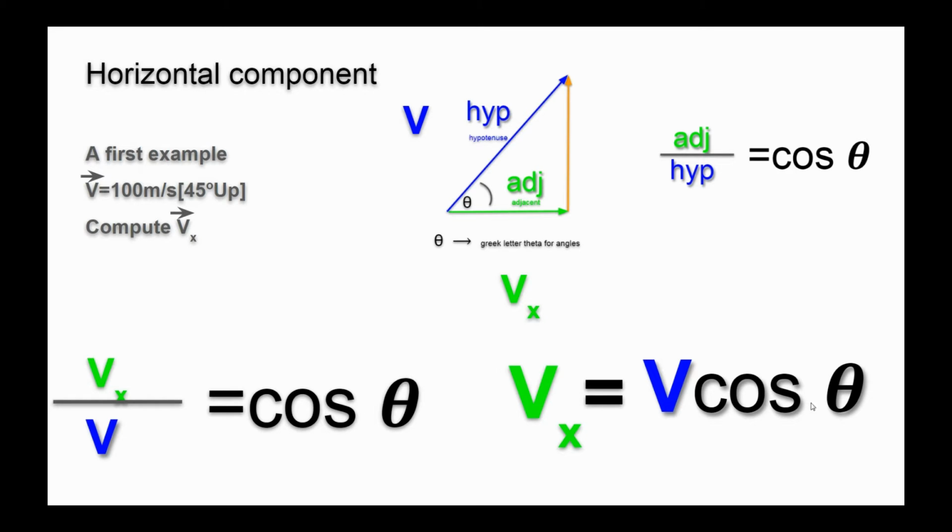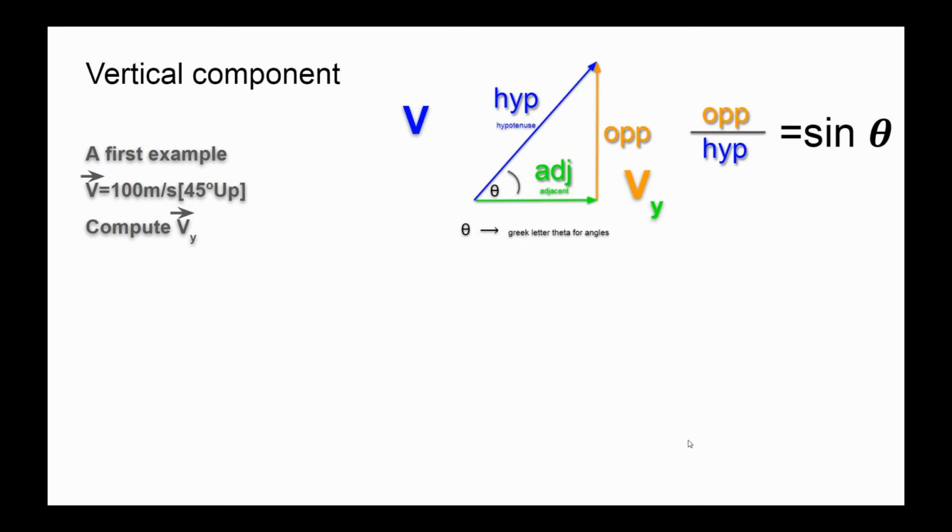This gives us this formula. Vx is v times cos theta. That's the first component in the horizontal. Let's do the vertical now. The vertical needs to connect the opposite side to the hypotenuse. The opposite side is Vy. The hypotenuse is the full velocity. There's the trig symbol.